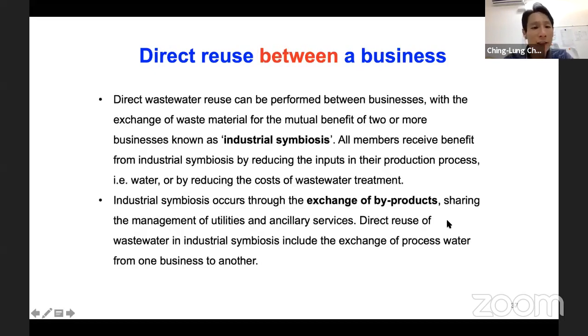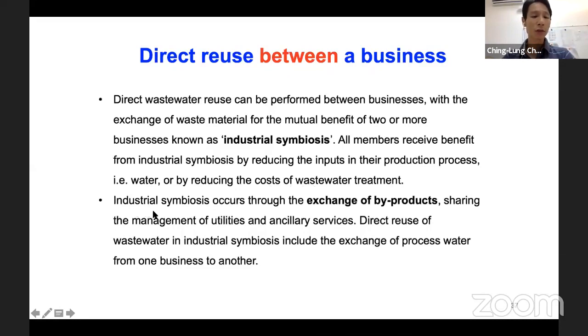And then this is direct wastewater reuse. It can be performed between businesses, with the exchange of wastewater material for the mutual benefit of two or more businesses, known as industrial symbiosis. All members receive a benefit from industrial symbiosis by reducing the input in their production process, for example the water, or by reducing the cost of wastewater treatment.